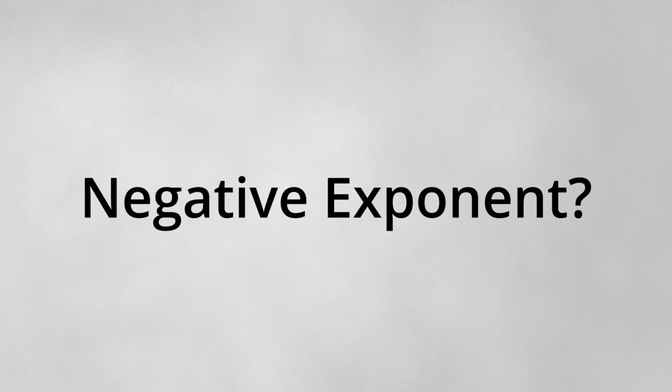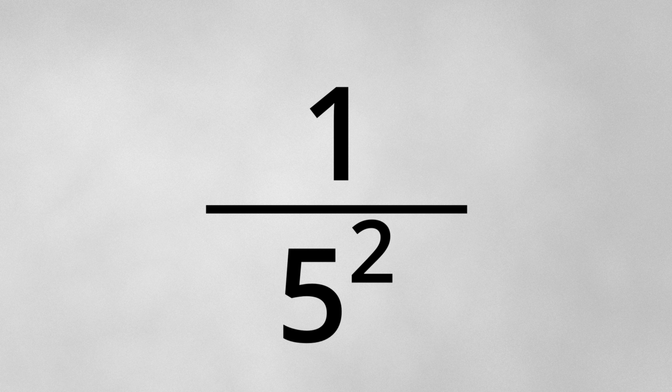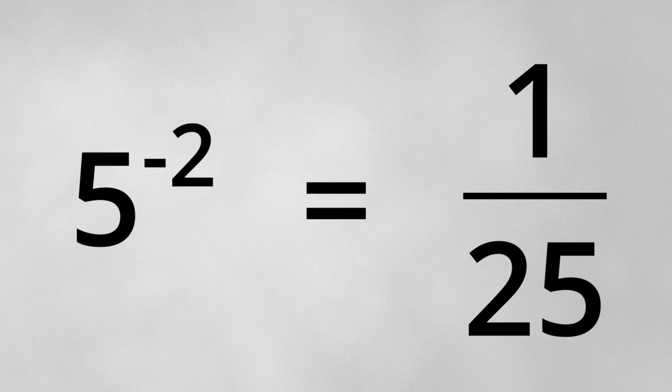Well, here you have 5 to the power of negative 2 as an example. And all you have to do is just remove the negative from your exponent and place it under 1, as shown here. So, in reality, 5 to the power of negative 2 is just 1 divided by 25. And there you go. Those are the basics of negative numbers.